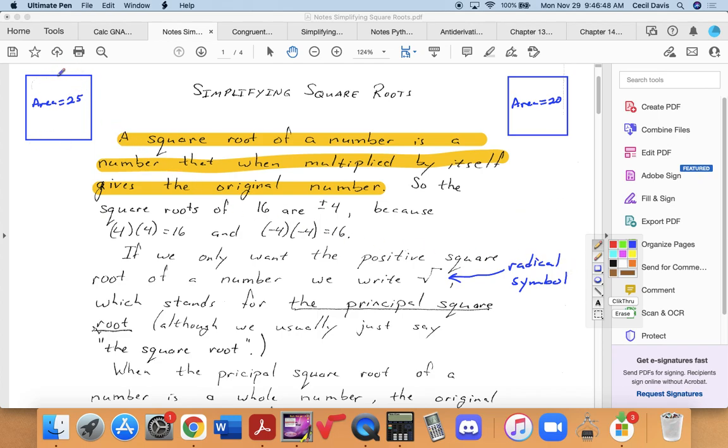Now let me ask you a question. If the area of this square is 25, how long is every side? 5. In this square, how long is every side? Okay, sorry, I'm getting too many inputs and I can't sort them all. Square root of 20.